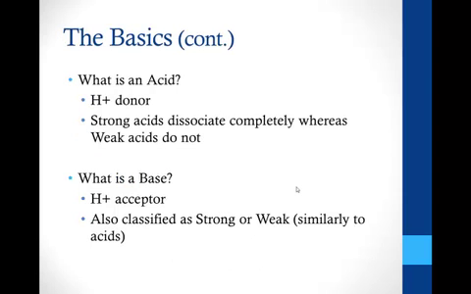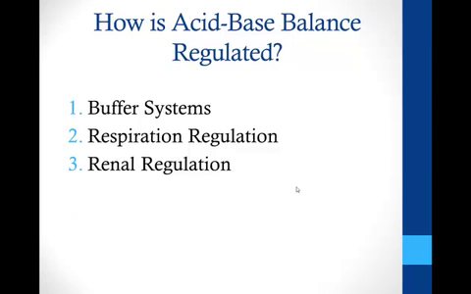What is an acid? An acid is a hydrogen donor. Strong acids dissociate completely, whereas weak acids do not. What is a base? A base is a hydrogen acceptor. You can also classify them as strong or weak, just like you can with acids. How is acid-base balance regulated? It's regulated through buffer systems, respiration regulation, and renal regulation.